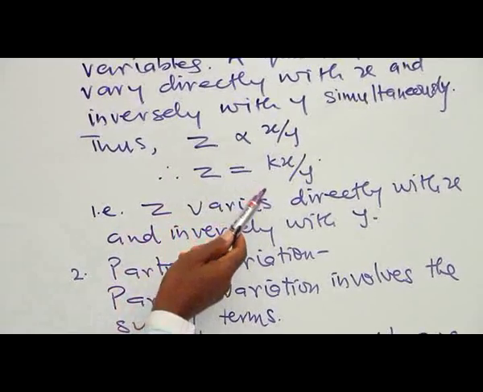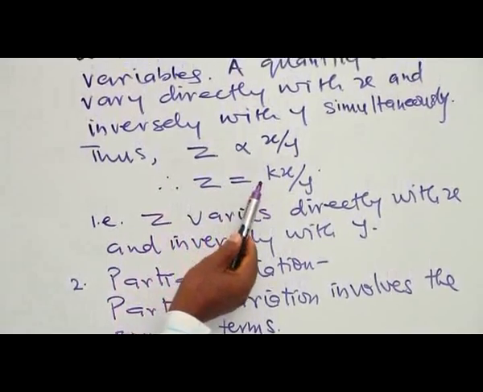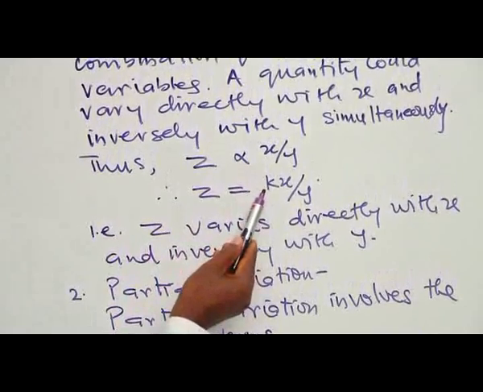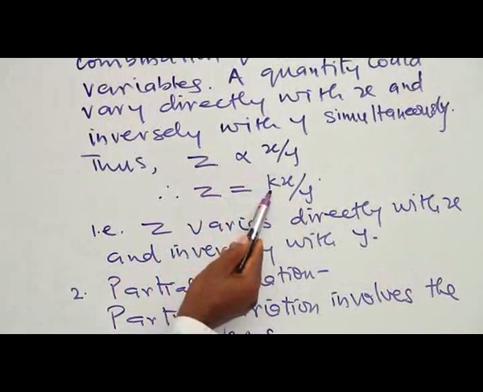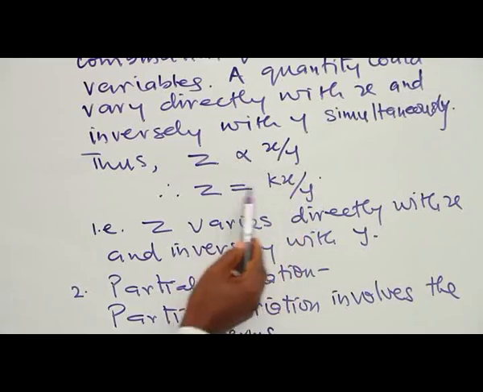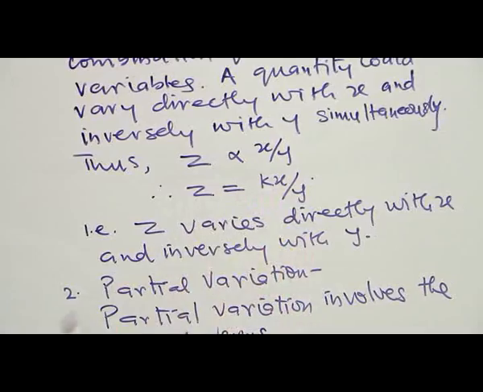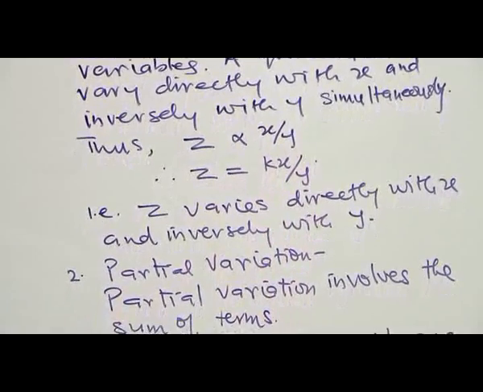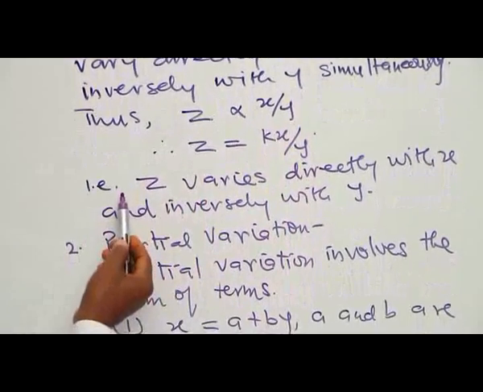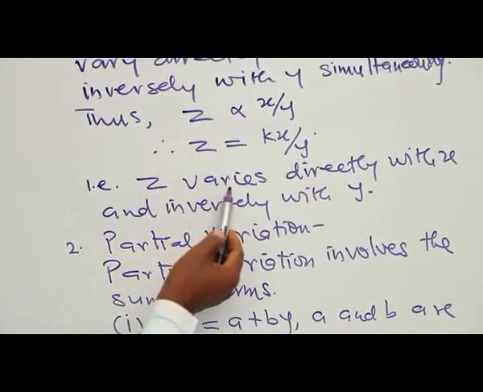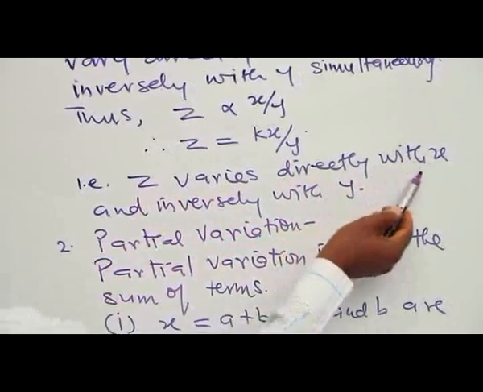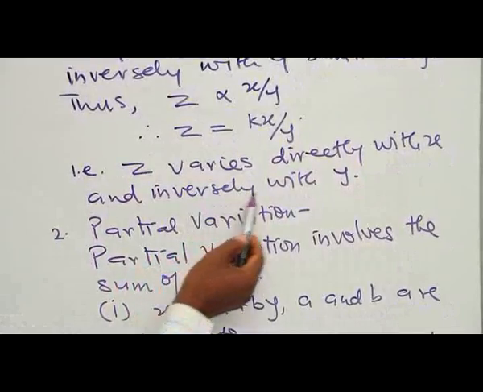Before the equation is fully written, you will be given conditions that will enable you to find the value of K. You substitute accordingly to give you the exact equation connecting the three variables, S, Y, and Z. Now this can be read as Z varies directly with S and inversely with Y.